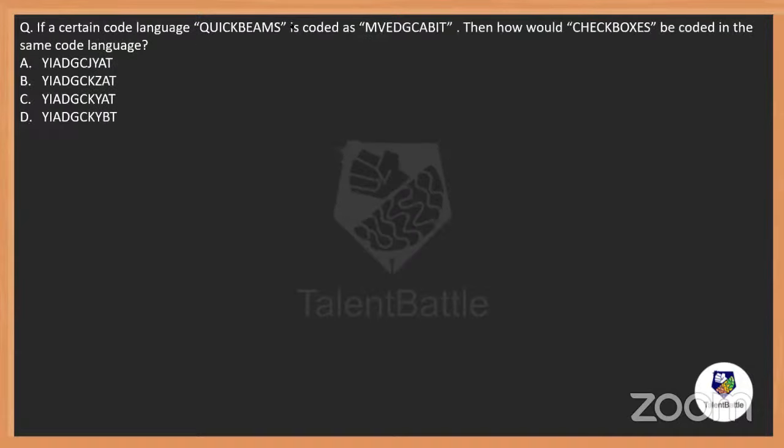Okay, so this is one more from coding and decoding. So we have another question from coding and decoding. Every question we are solving is exactly the previous question that appeared. Not even a single alphabet is changed. Exactly the same previous year questions we are solving.